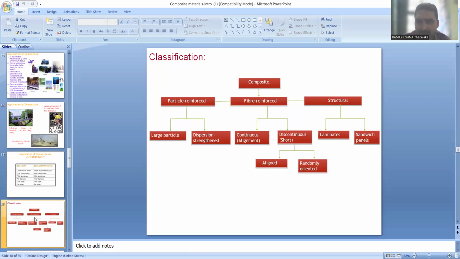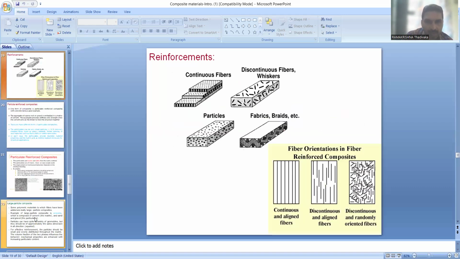Next, matrix based, that is the four types. That is the polymer matrix composite, that is the PMC. Next one is the ceramic matrix composite, that is the CMC. Next one is the metal matrix, MMC. Next one is the CCC, carbon carbon composites, that is total matrix based composites. Okay, then see here, reinforcements.